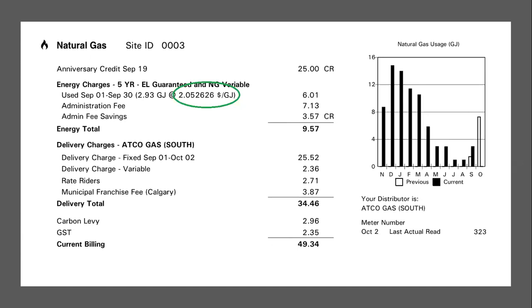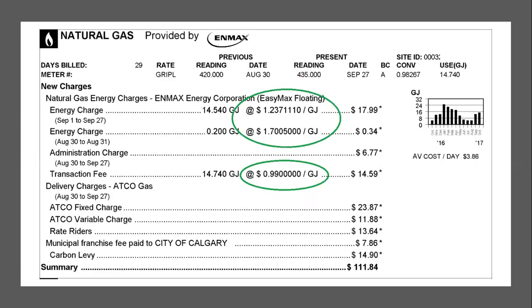Over and above that, you know what? I'm going to show you something fun. ATCO's market rate, their daily variable, from September 1st to 30th is $2.05. If I go back to this NMAX chart, you're going to see the first energy charge line, September 1st to 27th, was only $1.23.